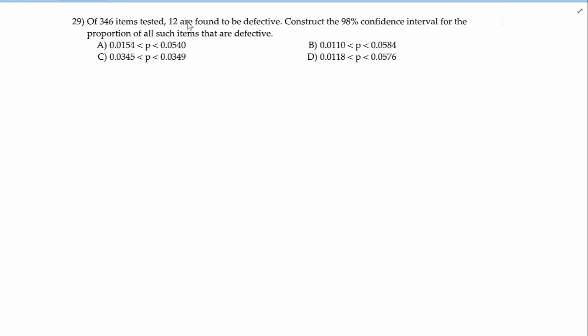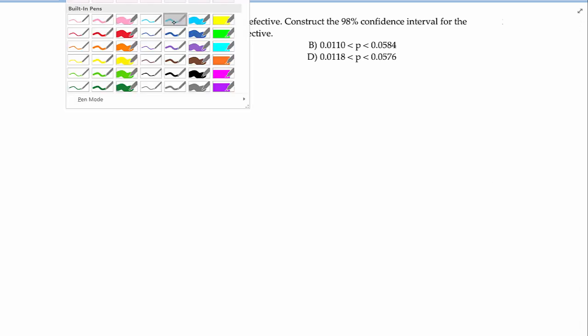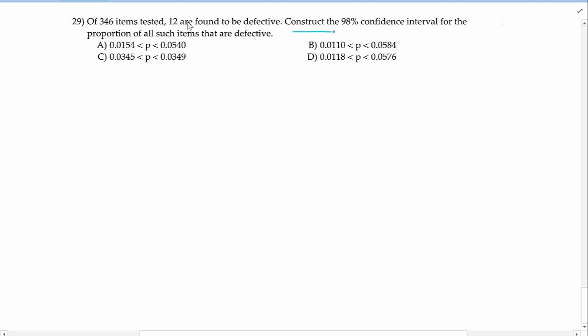All right, so let's look at problem number 29. In problem 29, again, what do we want to do? What is the question? It is to construct a 98% confidence interval for the true proportion of a population. So we want to find the true proportion of a population is in between two numbers. It is the proportion in a sample minus the margin of error, and the proportion in a sample plus the margin of error, right? So what is the proportion in the sample?